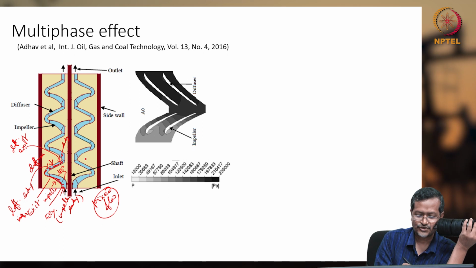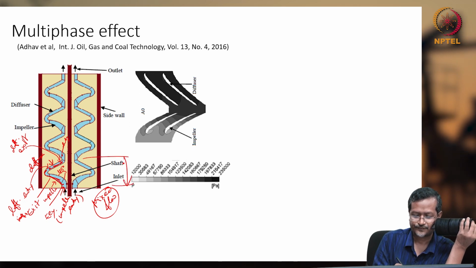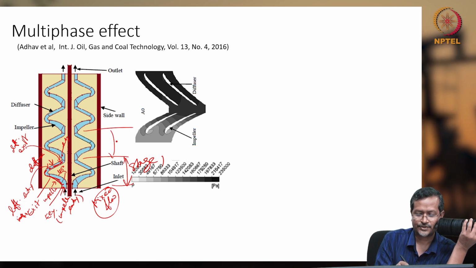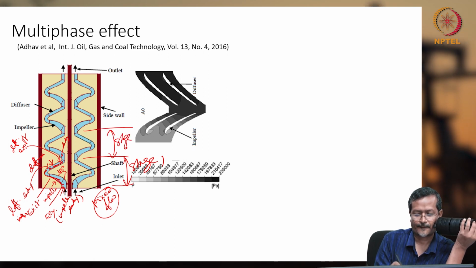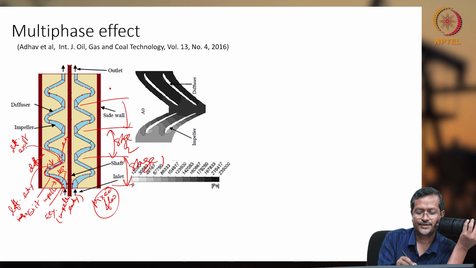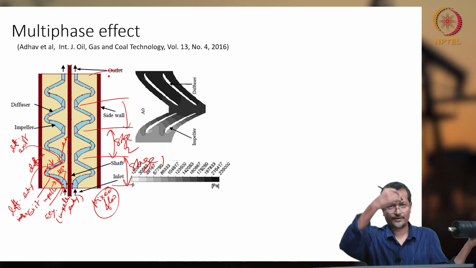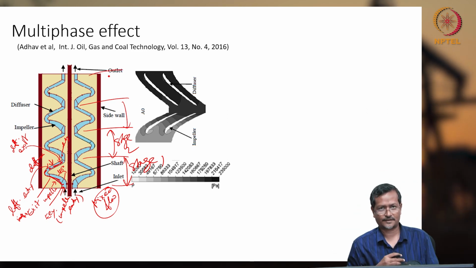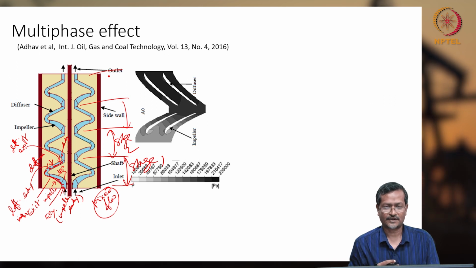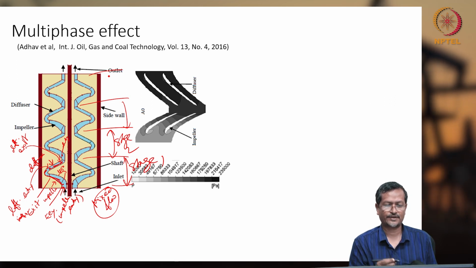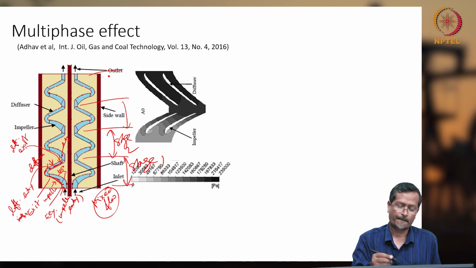So this is one stage. Stage 1, this is stage 2, this is stage 3, this is stage 4. So this way the impellers and the stages will be stacked one by one. And the right side picture is again from the same paper.